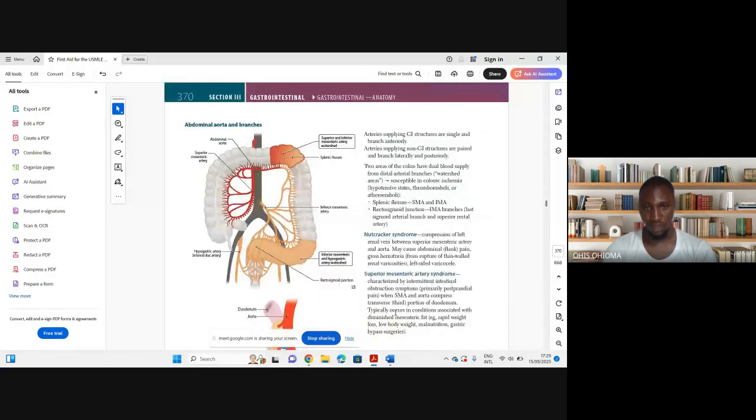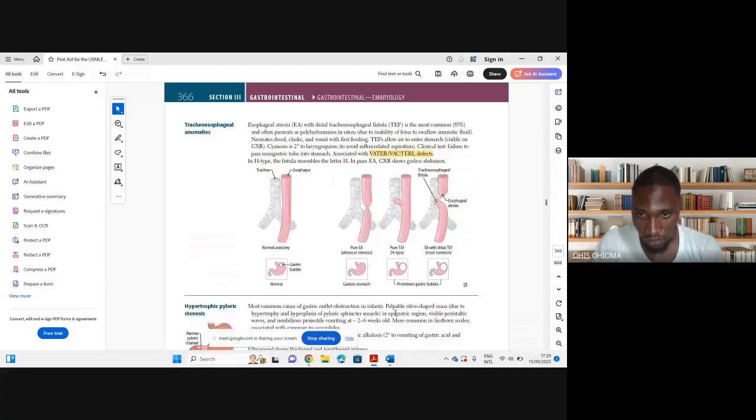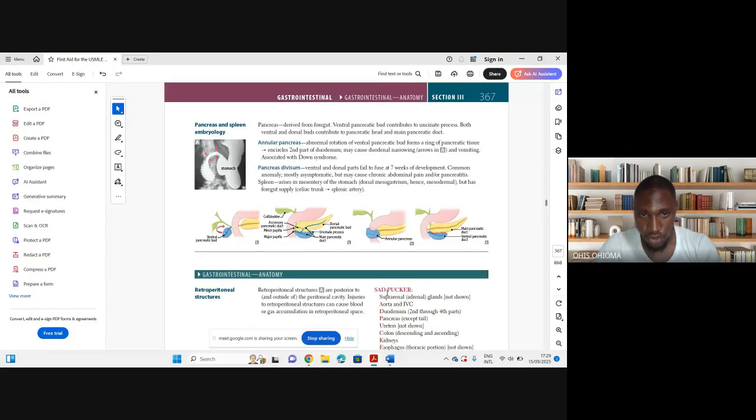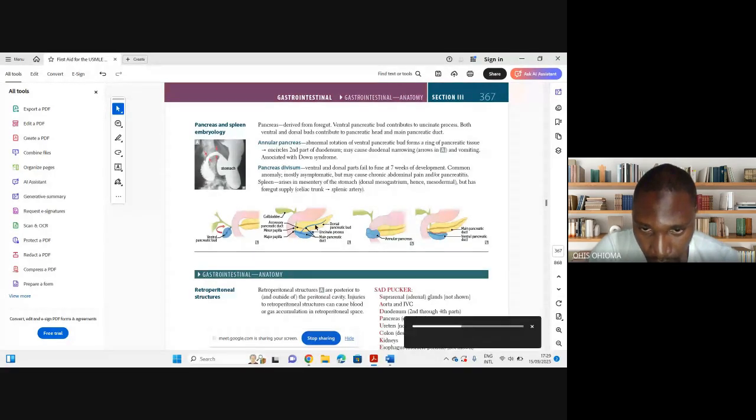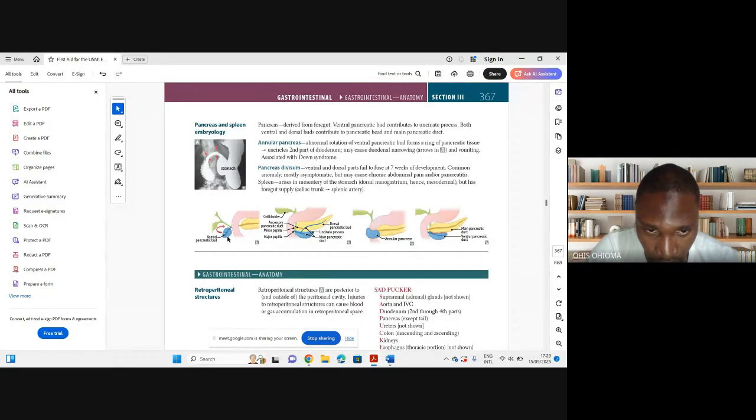But let me use this one that I can see here. I have one here that I can use, so you can see what I'm trying to tell you. What I'm trying to say basically is this. The main pancreatic duct, and you can see the main pancreatic duct as well as the uncinate process, is gotten from the ventral bud. The body of the pancreas and the minor papilla or the accessory duct is gotten from the dorsal bud.